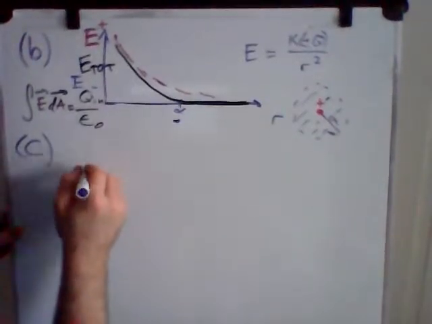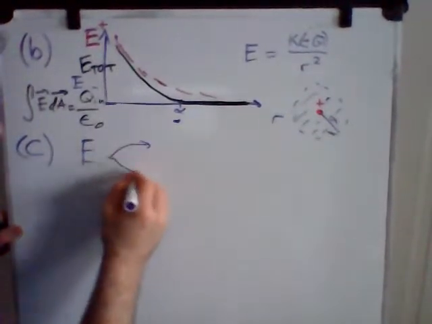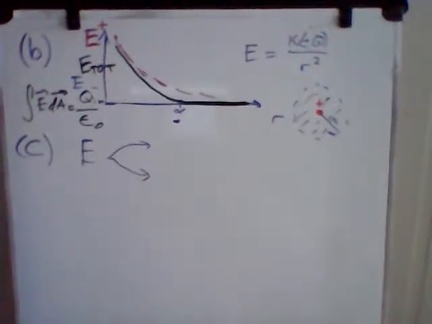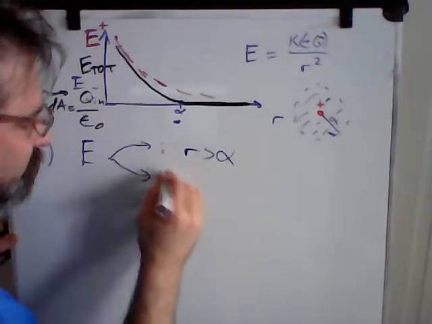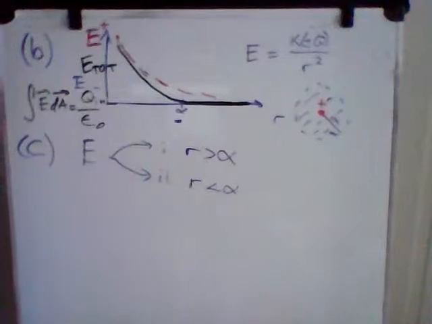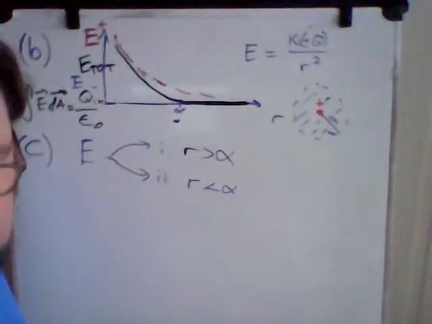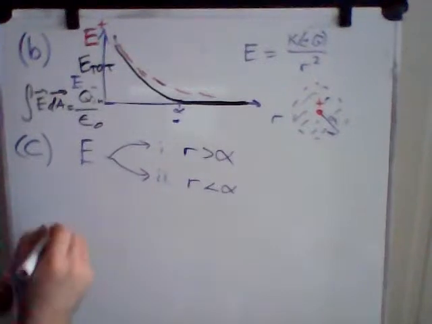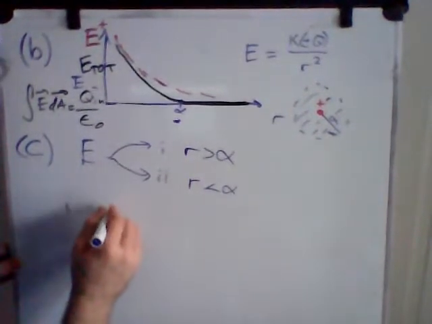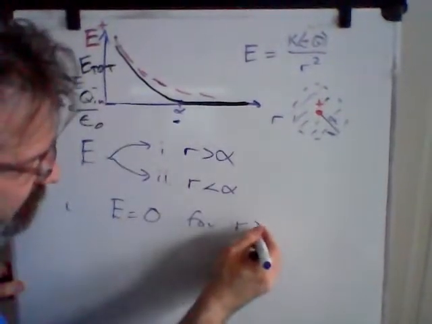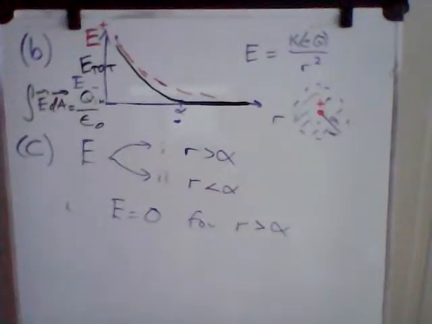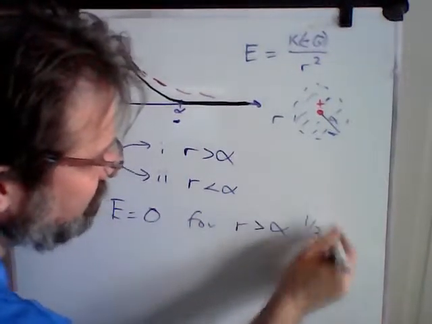So we're asked to find E for two things. Specifically for R greater than alpha, and they were supposed to find it for R smaller than alpha. Now, watch out. Here's the problem. You might be tempted to just write E equals 0 for R greater than alpha. Well, that is indeed correct. However, that earns you 1 of 3 points.